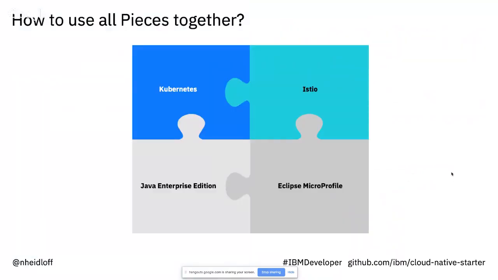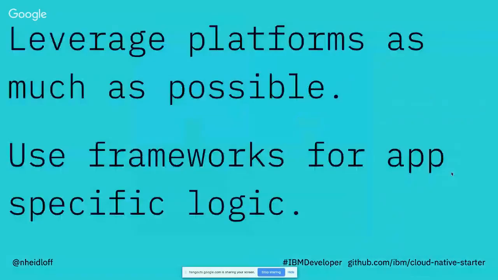So back to my diagram here, this little puzzle, when to use what. Again, the question is, when should you use Kubernetes and Istio, which are what I call generic platforms? And when should you use frameworks like Eclipse MicroProfile for certain languages, in this case, Java? Here is my suggestion: leverage the platforms Kubernetes and Istio as much as possible. Whenever you can do something with Kubernetes and Istio to implement and deploy microservices, use that functionality. Why? Because it's generic. It works for all types of microservices, no matter how they have been implemented.